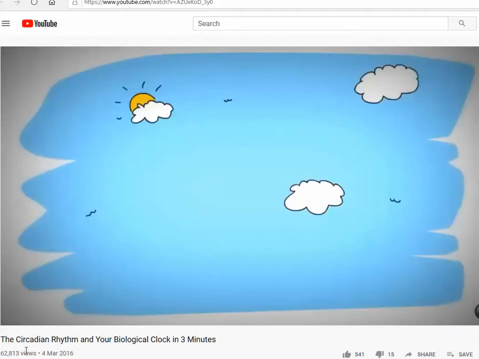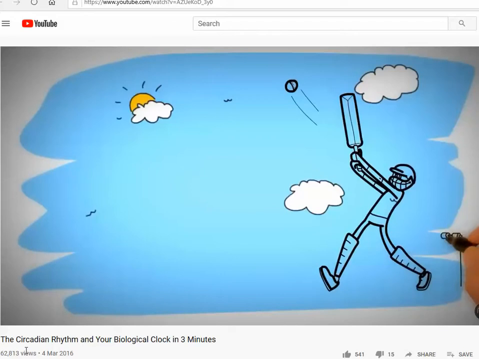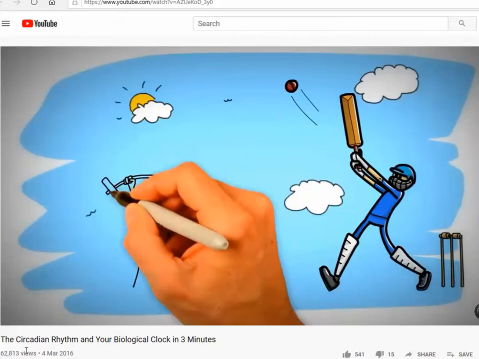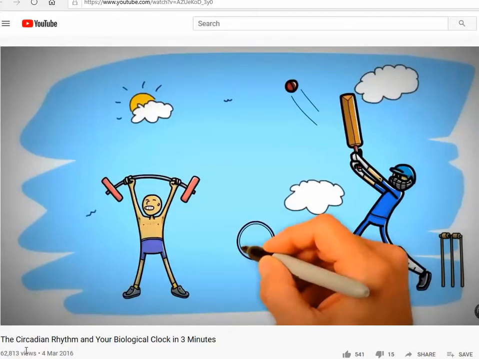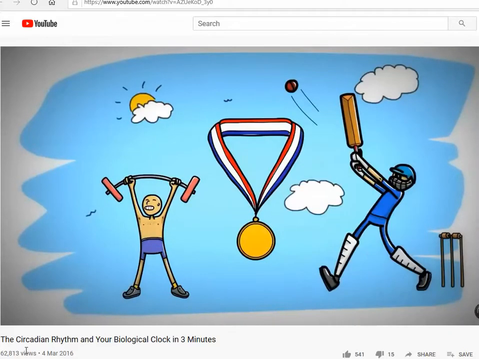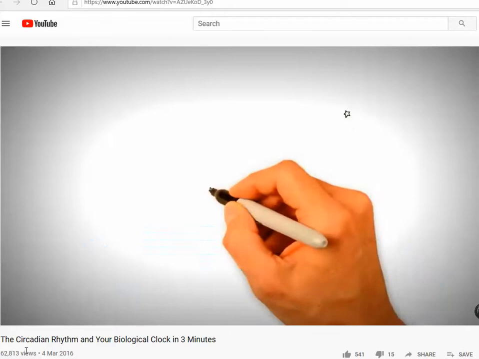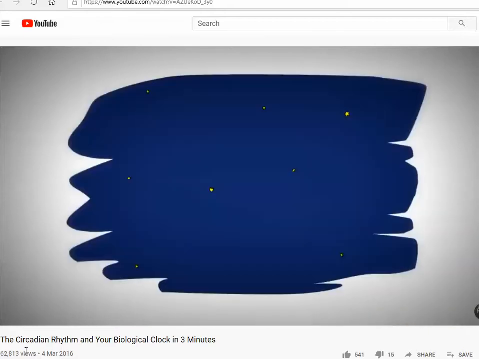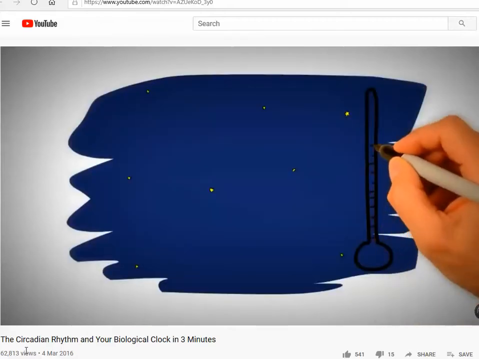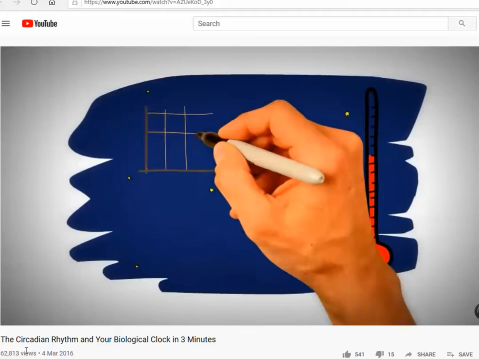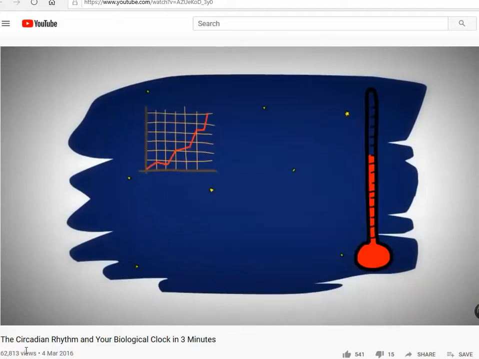In the afternoon, our bodies have the best coordination, reaction time, cardiovascular efficiency, and muscular strength. This gives us an explanation as to why so many world records are broken in the late afternoon. In the evening time, our body temperature begins to increase along with the secretion of melatonin, signaling to our bodies that it's nighttime and it's time to go to sleep.